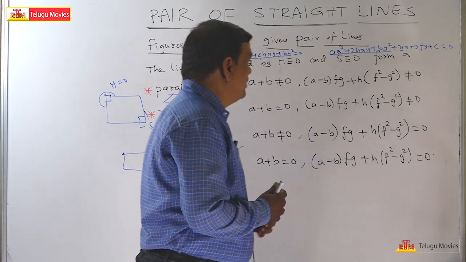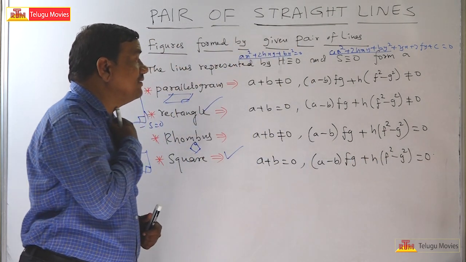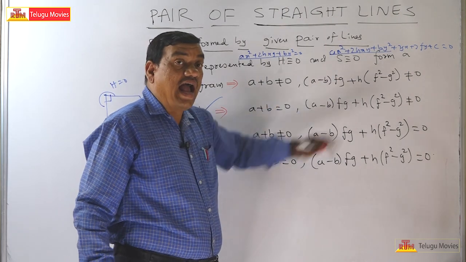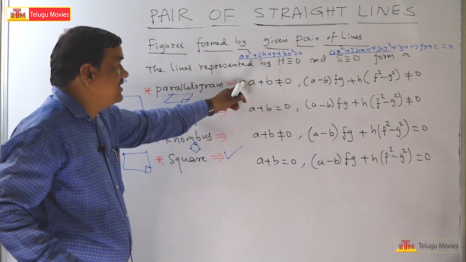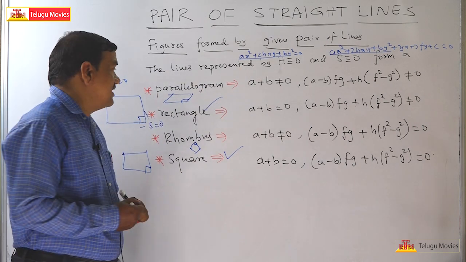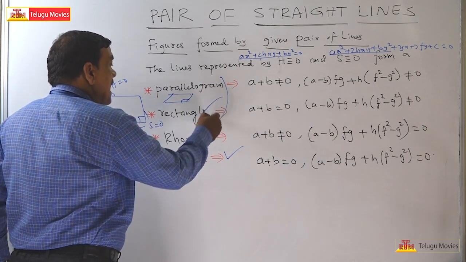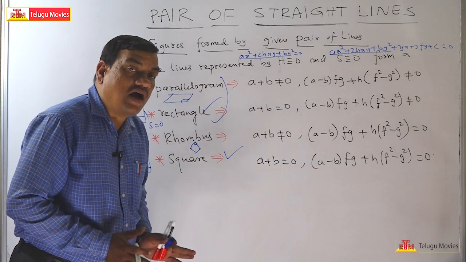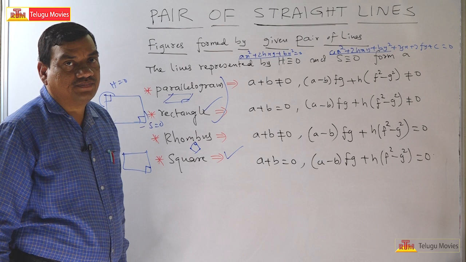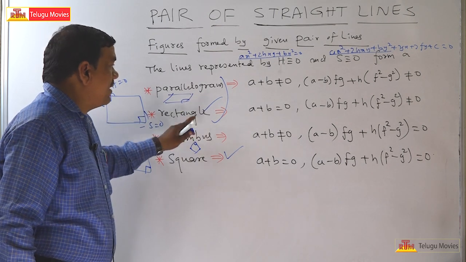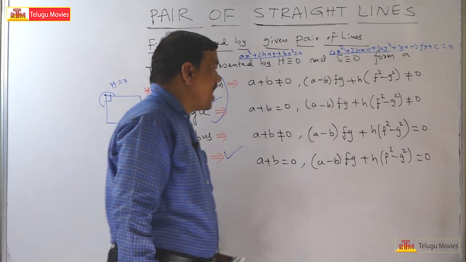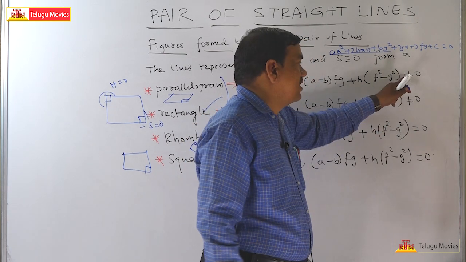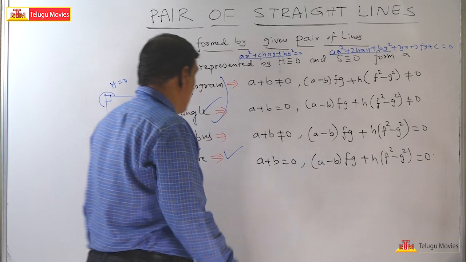See here, if you observe, that is the equation of the diagonals you consider. These are the adjacent sides, and that is the diagonals. In a parallelogram and rectangle, diagonals are not perpendicular to each other. That is why it is not equal to 0. Like that you can remember, not equal to 0.